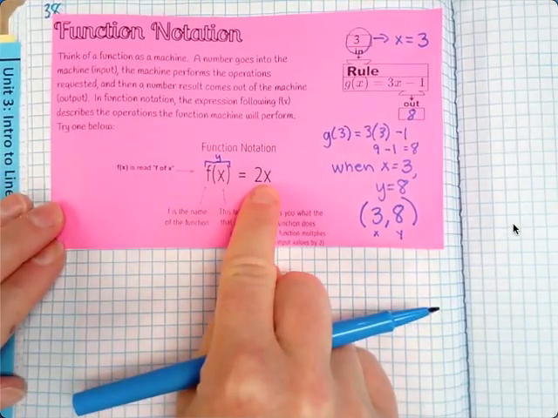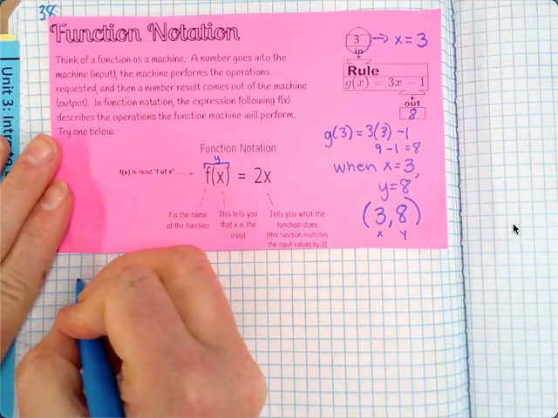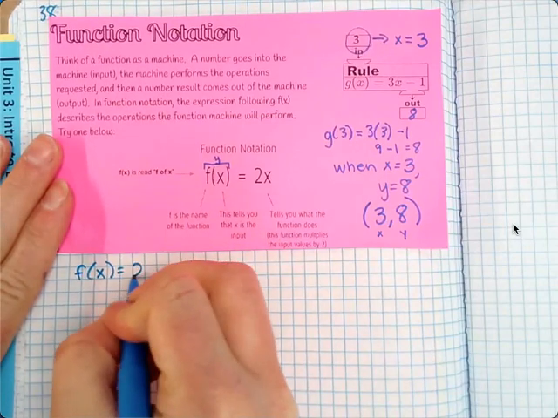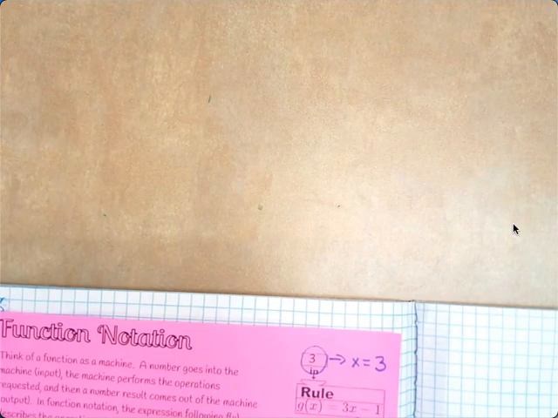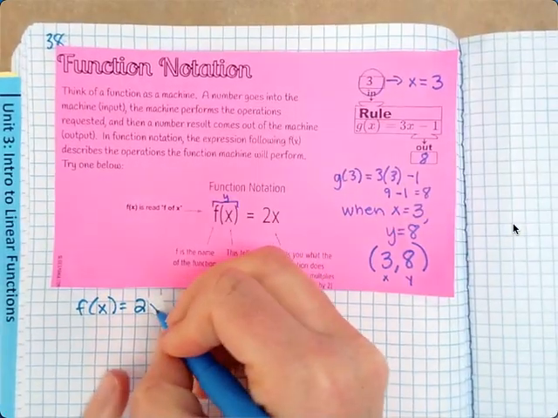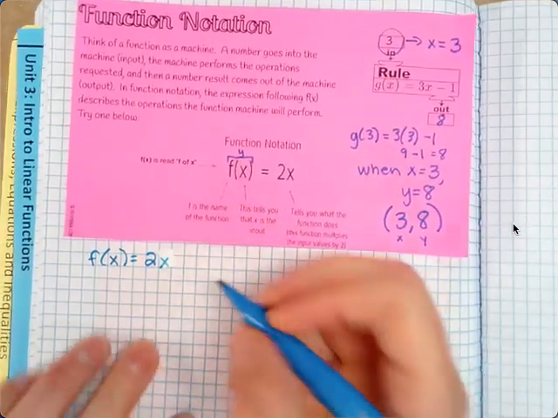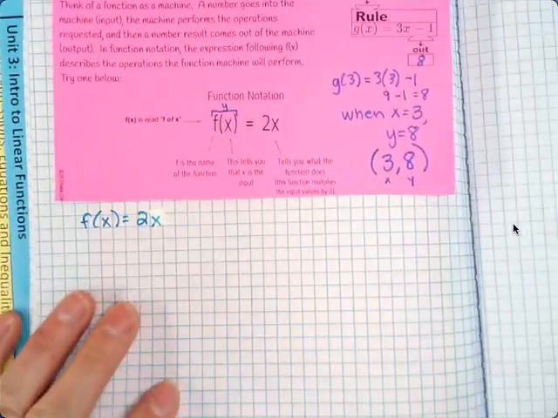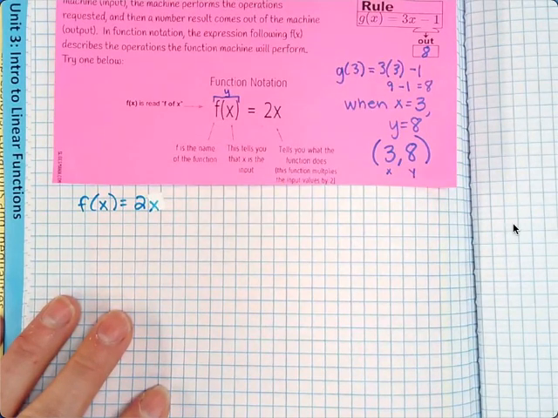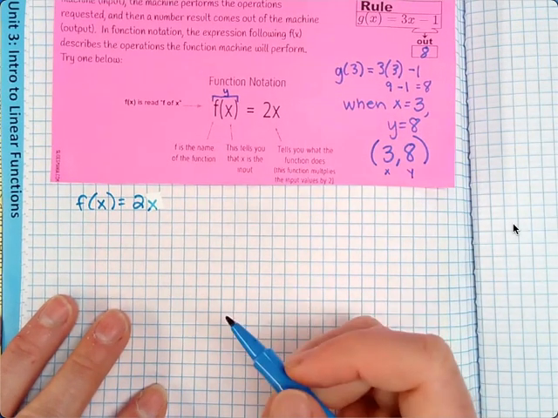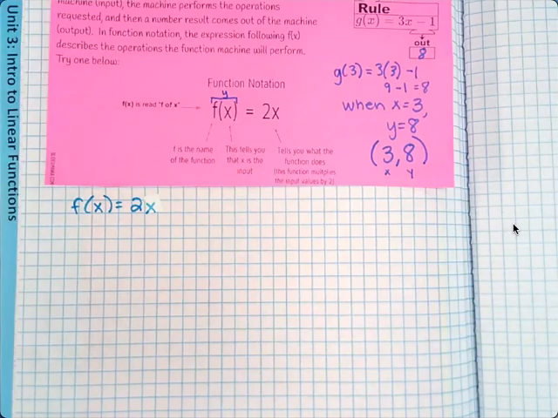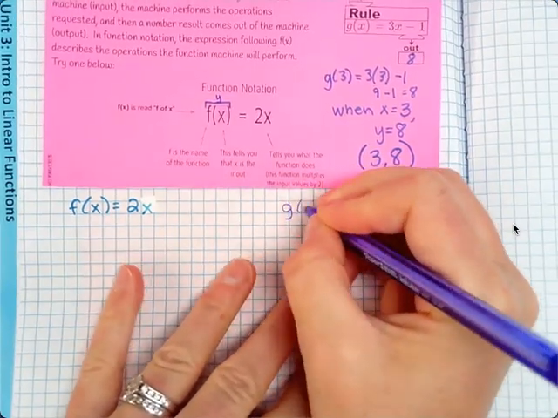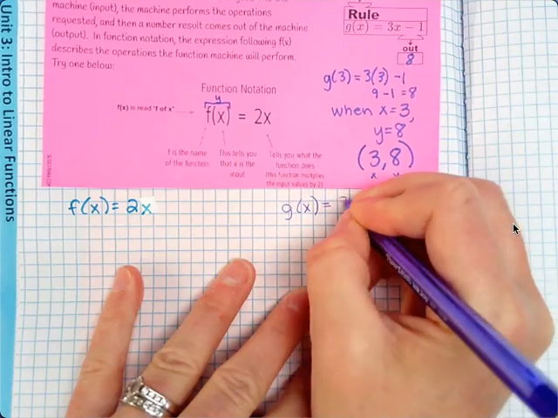So we have this example, f of x equals 2x. I don't know what I just did. Don't copy that. I think I got ahead of myself. So that is one of the functions that we'll look at. F of x equals 2x. And then I'm going to use another function. I'm going to name it g of x equals 3x minus 1.